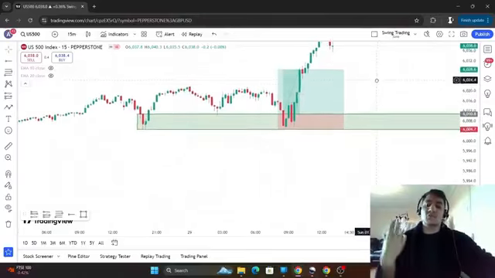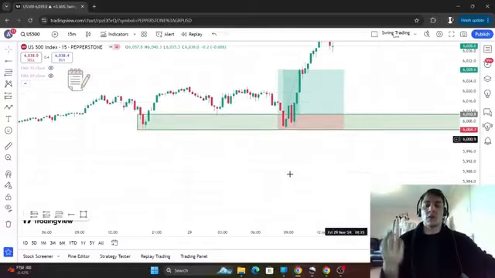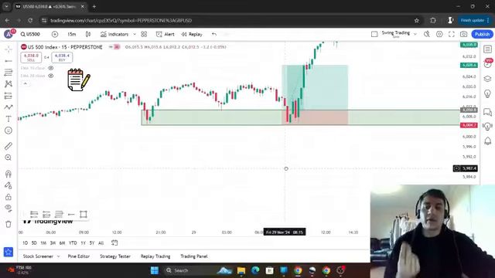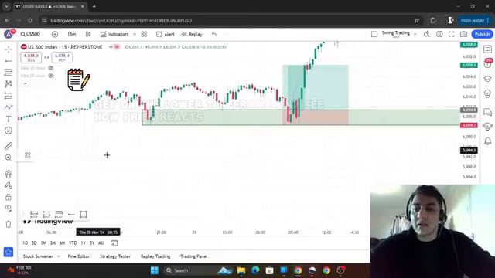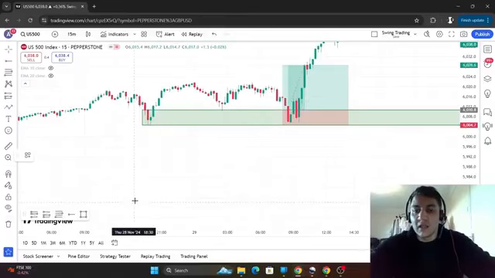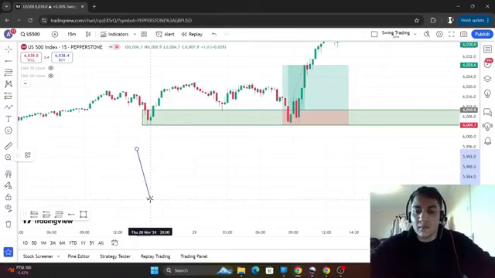To summarize, what you want to see on the 4-hour chart is price hit the order block. Then you want to get on the lower time frames and see how price actually reacts. Let's say when you're bullish, you want to see it hit a bullish order block like this, then quickly, aggressively move off.